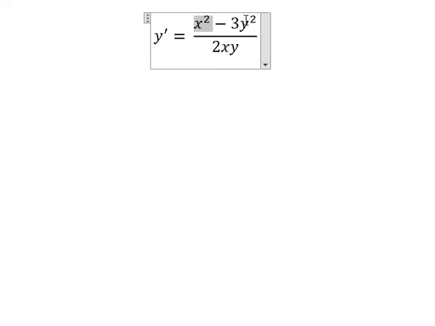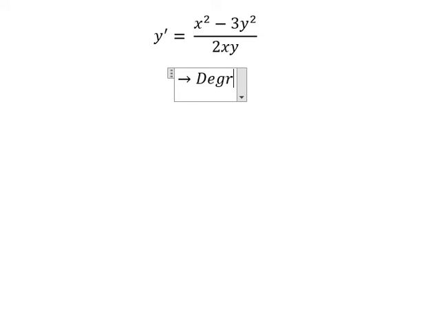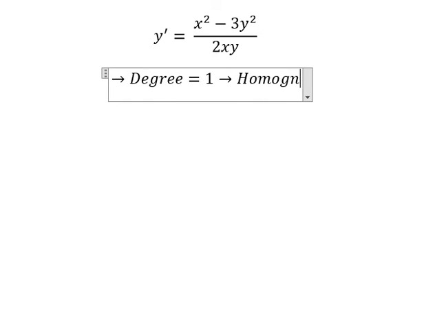We have x squared, y squared, and xy. We know that they are degree number 2. 2 divided by 2, we have number 1. So this one we have degree number 1, and this is about homogeneous.